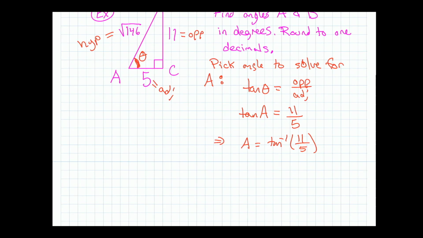Do it on the calculator. We want degree mode. So clear this. We are in degree mode, right? Yeah. So we simply want tangent inverse 11 over 5, close parentheses, enter. So we want 1 decimal point, they said. So 65.6.